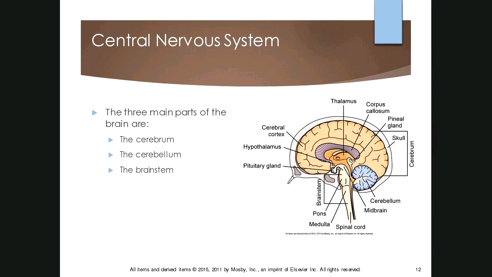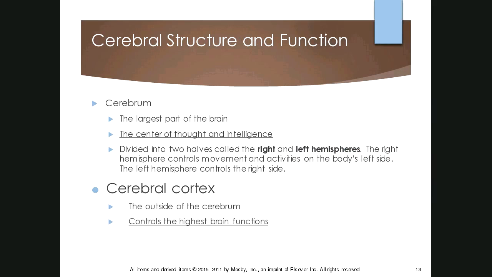This just goes over dividing out the central nervous system. The cerebrum, the cerebellum, and the brain stem are the three parts of the brain. The important thing here is to know what part of the brain operates what. So the cerebrum, which is the largest part of the brain, is the center of thought and intelligence, and it's divided into the right and left hemispheres. The cerebral cortex, which is outside the cerebrum, controls the highest brain functions.